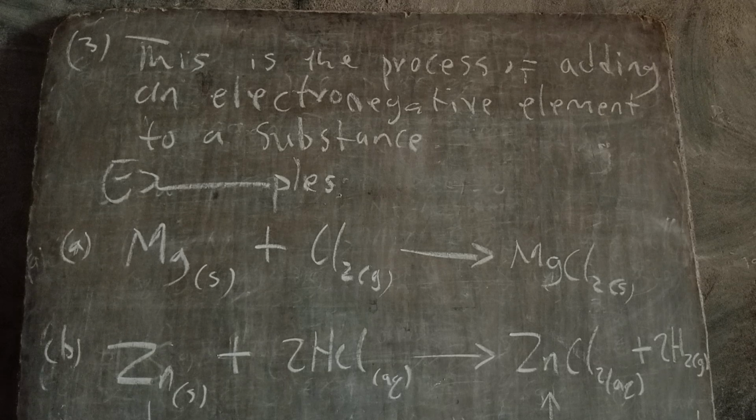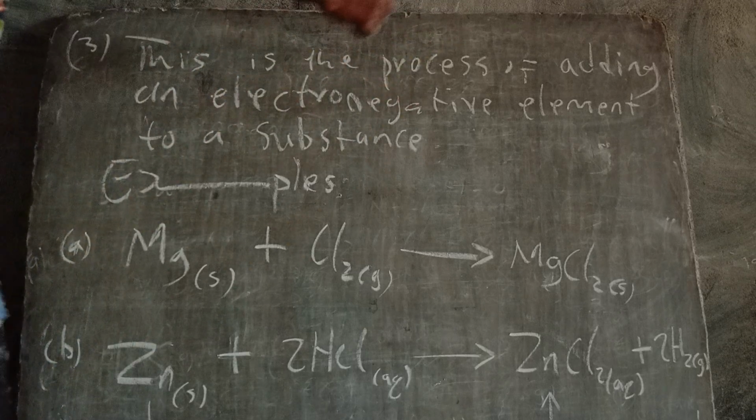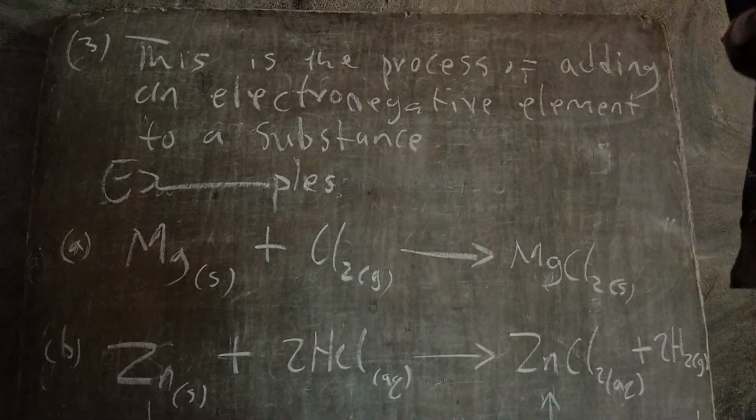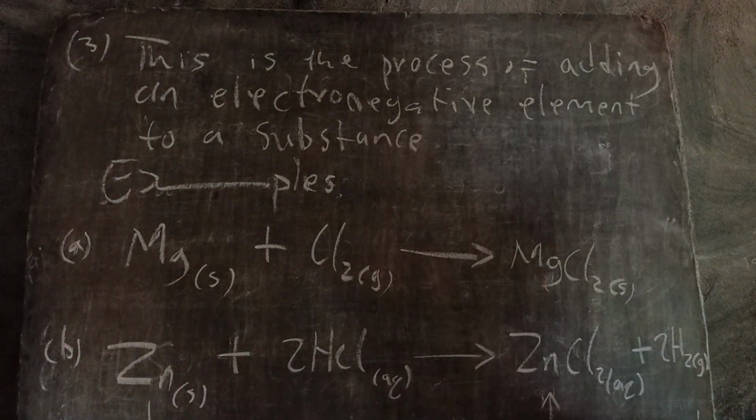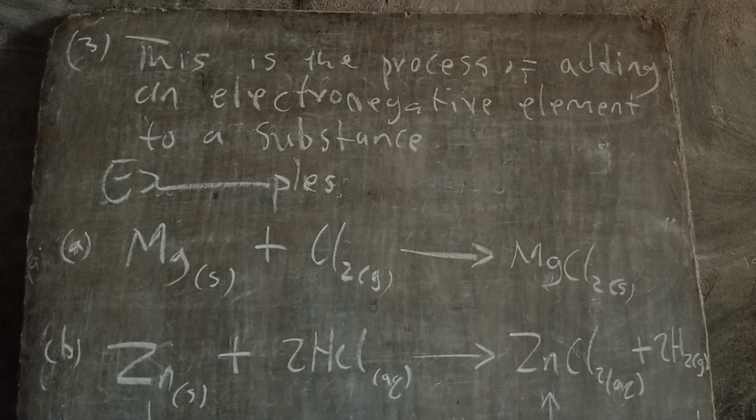Now, the third definition of oxidation says this is the process of adding an electronegative element to a substance. Imagine an element. We have metals, non-metals, and the metalloids. Metals are regarded as electropositive elements, while non-metals are regarded as electronegative elements.